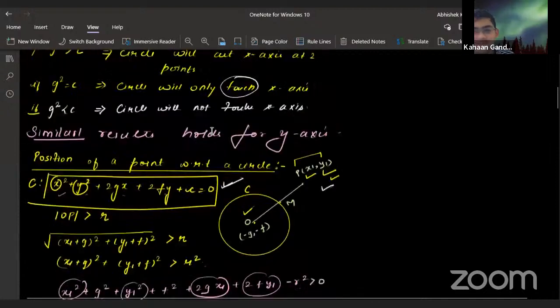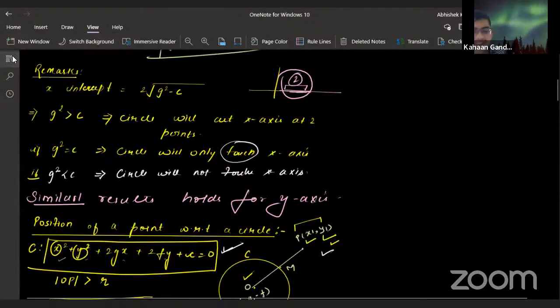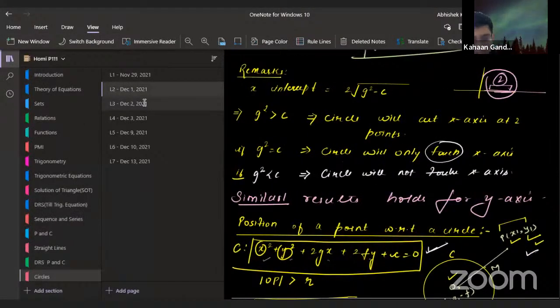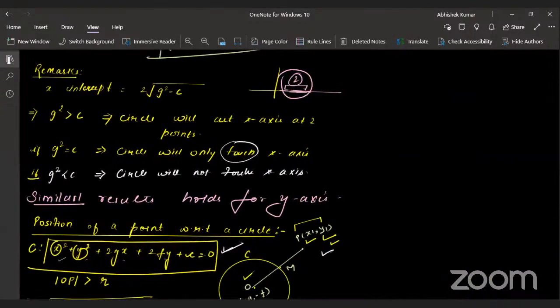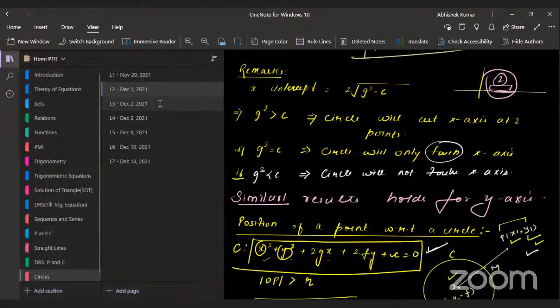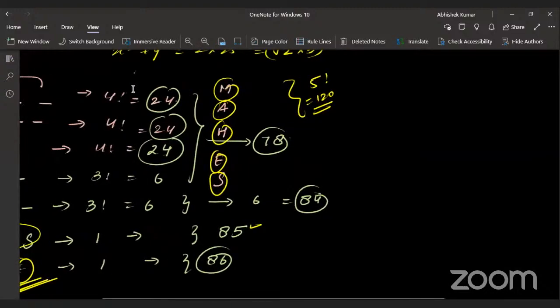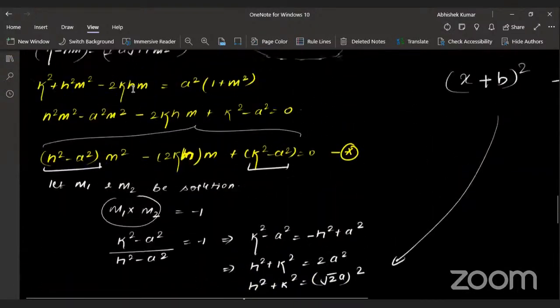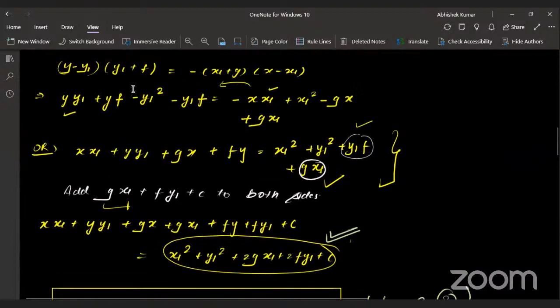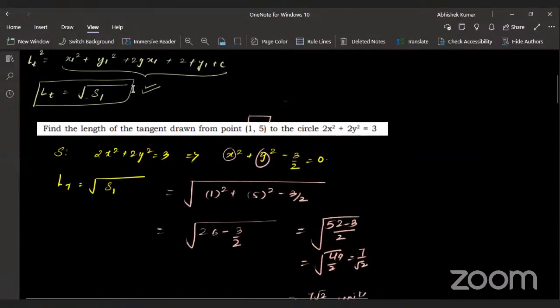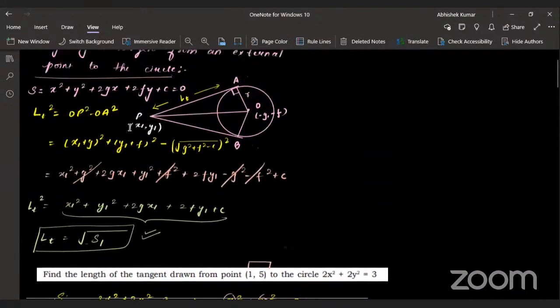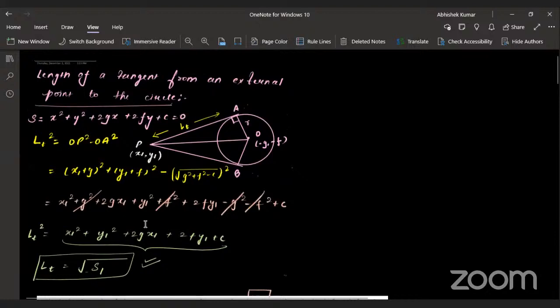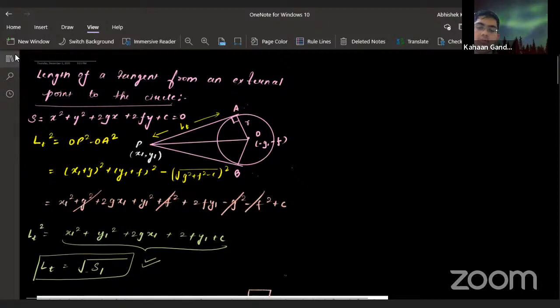I have to search, but I calculated it, I remember. It's a big chapter. I'm just telling you, we calculated the formula for the length of tangent, and I'm using that. I have to search where it is. Root S1, length of tangent from an external point. Yes, this is the formula I used.